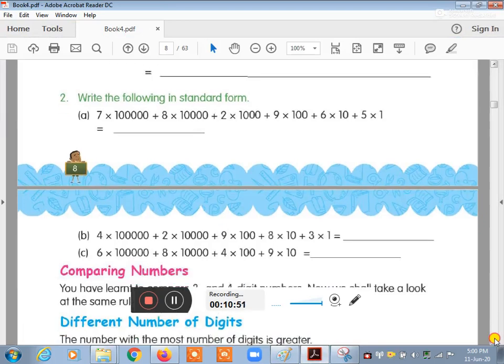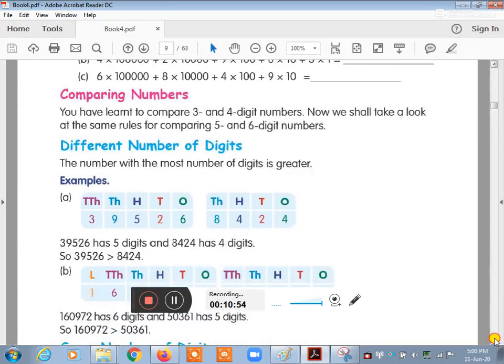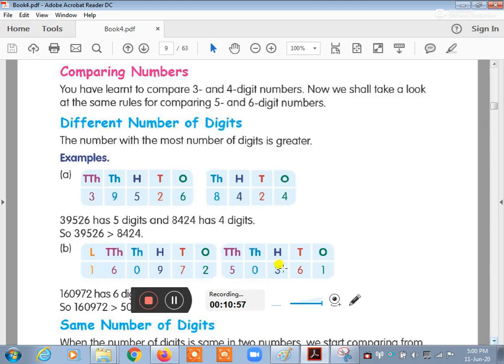So here move to the next topic, comparing numbers. Here already you have learnt about comparing numbers. So here some rules are there to compare numbers with different numbers of digits. So here is the example. The number with the most digits is greater. Here the numbers are given. Here is the 5-digit number, and here is the 4-digit number. So obviously the 5-digit number is greater than the 4-digit number.